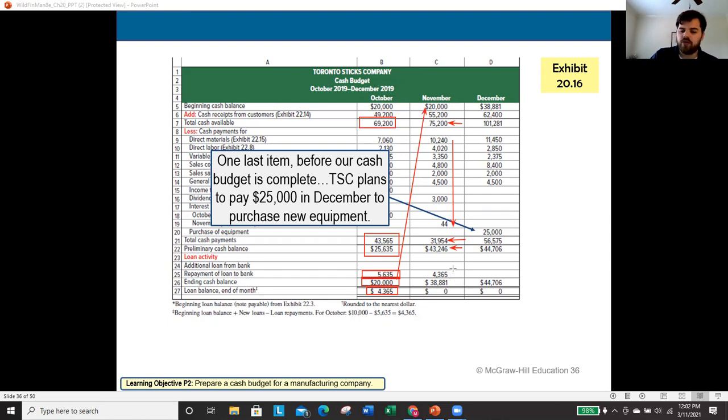But you have to be careful. We do not owe $20,000 on that loan anymore. We only owed $4,365. So I can now take this $4,365 to pay off the loan, giving me an ending balance here of $38,881. Now that $38,881 in truth is far too high. We only have to have 20.